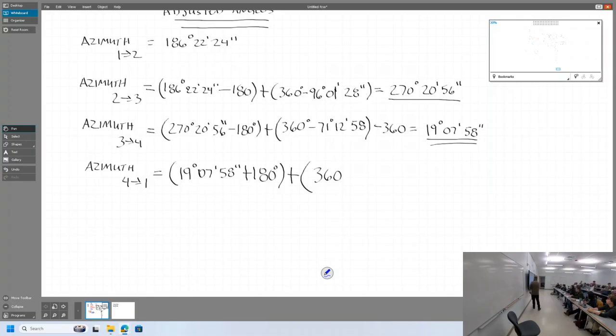Why are you adding 360 minus the adjusted interior angle? Because we're using our exterior angles that we calculated from here. These guys, so these are the exterior angles, right? Using our adjusted interior angles, now we can go back to our exterior angles to calculate our azimuths. Because the whole field setup was getting the exterior angles, right? So we have to go back to use the exterior angles to calculate our azimuths.